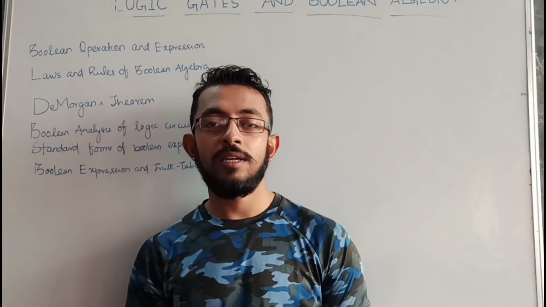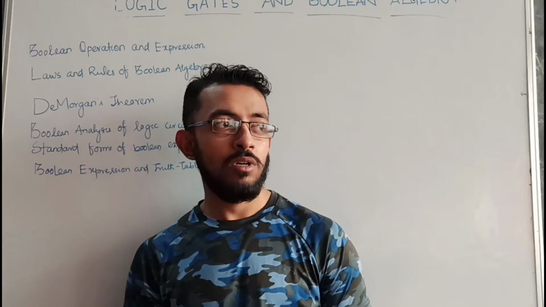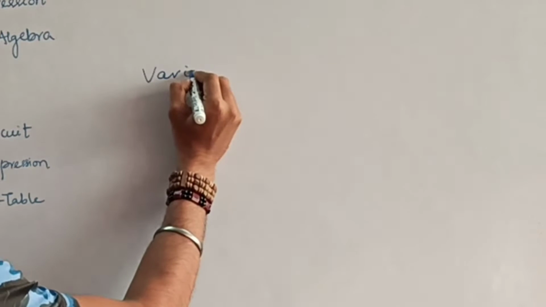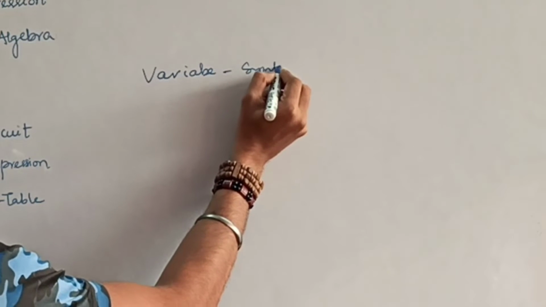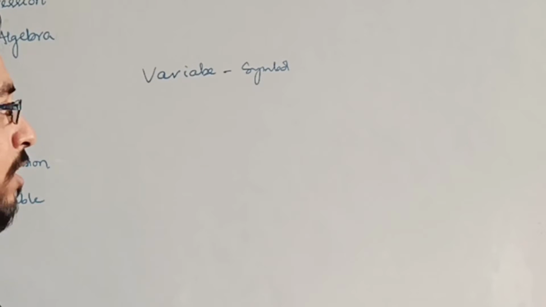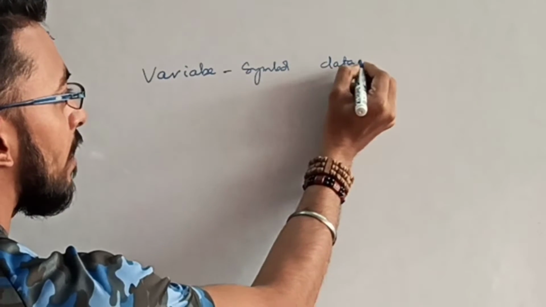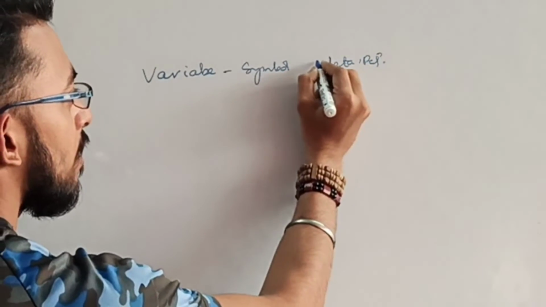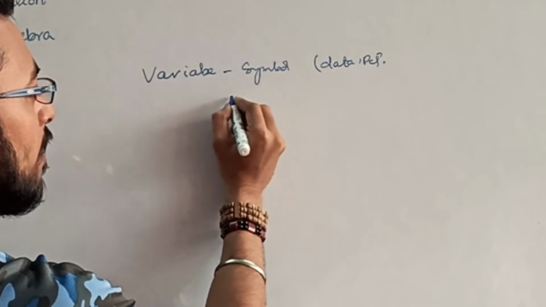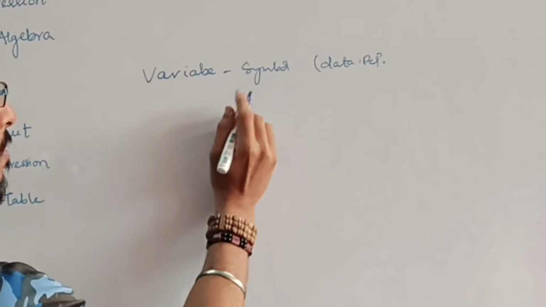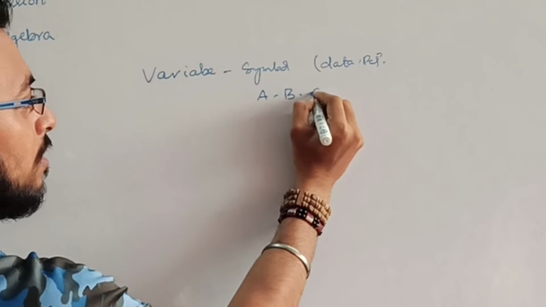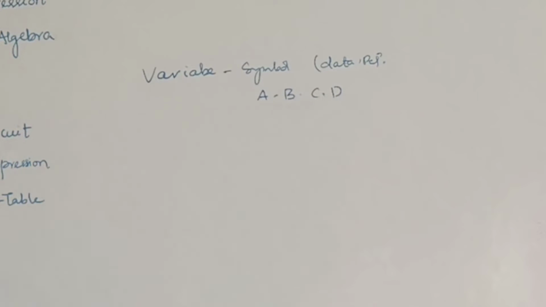So in Boolean algebra there are some basic terms that you should know. One is variable, second is complement, and third is literal. Let me tell you what they are. A variable is a symbol which represents some data or some relation, represented by an italic uppercase letter. It can be A, B, C, D, any variable. These are the variables.